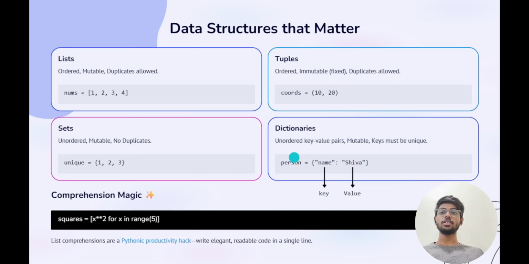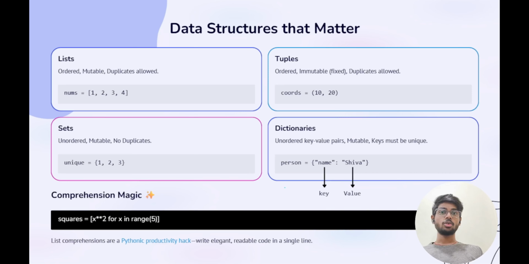And what are the properties? Dictionaries are unordered key value pairs, which are mutable. That means values and the keys inside the dictionary can be changed, right? And keys must be unique. These are the properties of dictionaries. Just remember this: keys must be unique.